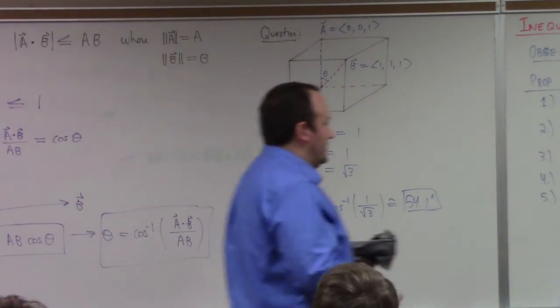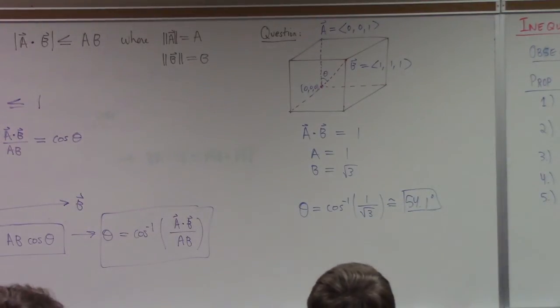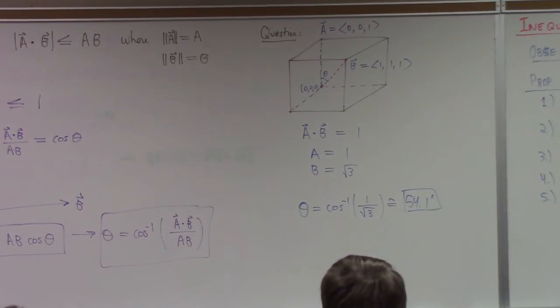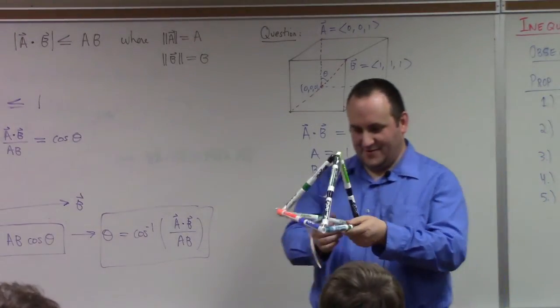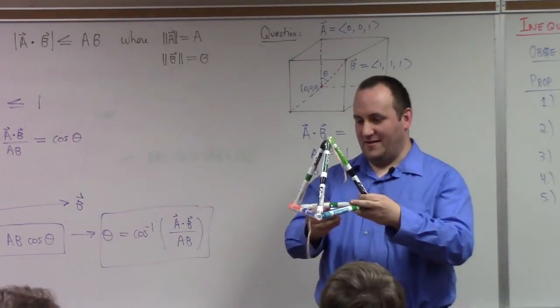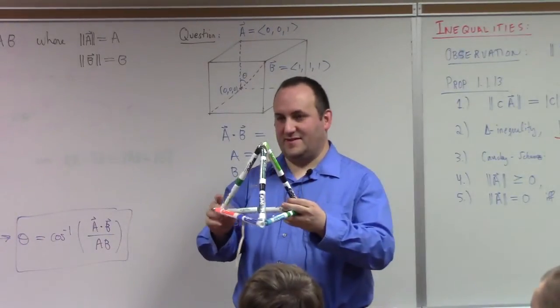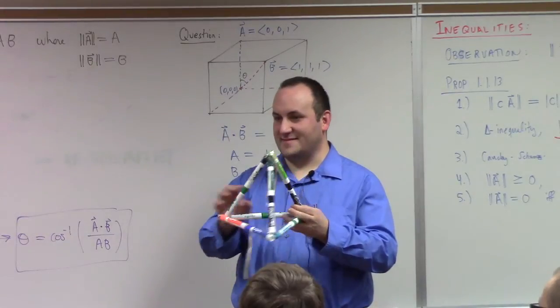The harder problem I thought we might work together is the tetrahedron. So here's the reason I was late for class. It took me like 5 minutes to put this together. What I want to know is, what's the angle between any two legs?